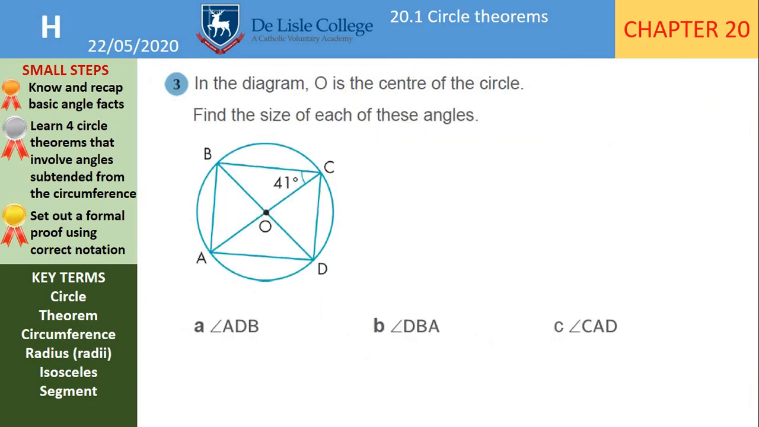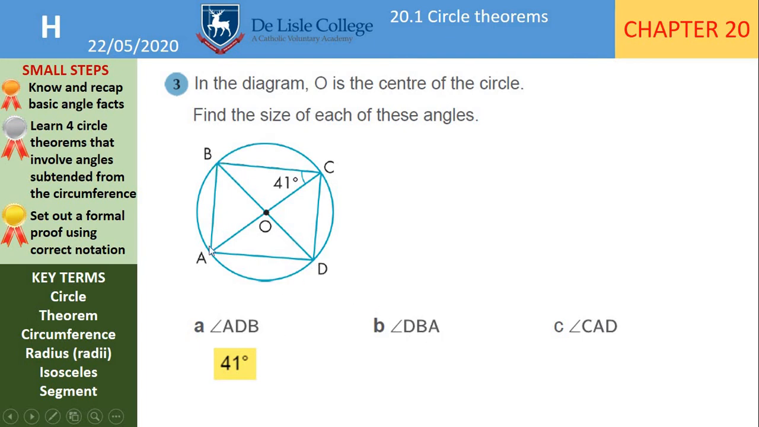Okay, question 3. Again, it'll be useful to have this printed out or drawn out so you can write on it. So we want to label and work out the size of angle ADB. Angle ADB, that's this angle here. It's going to be 41 degrees due to angles in the same segment.